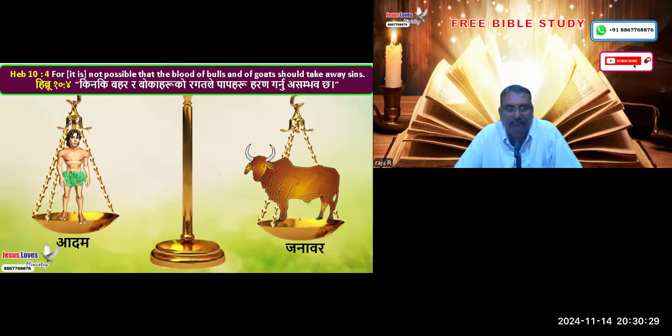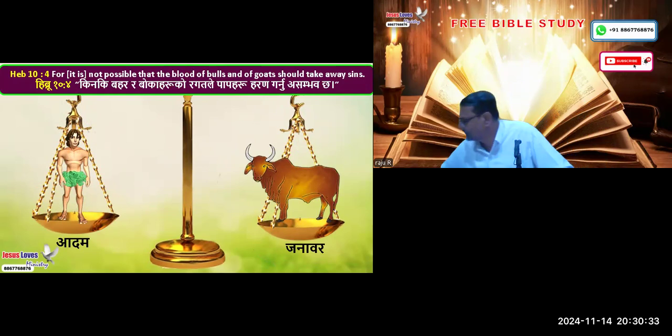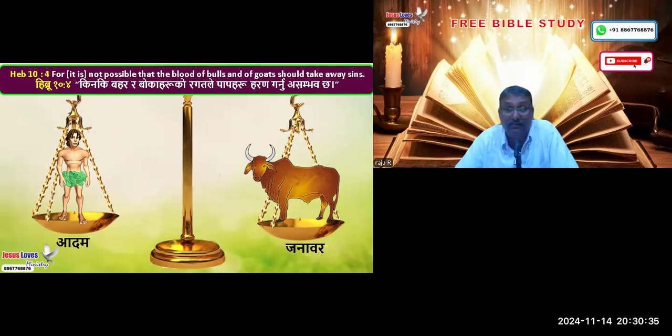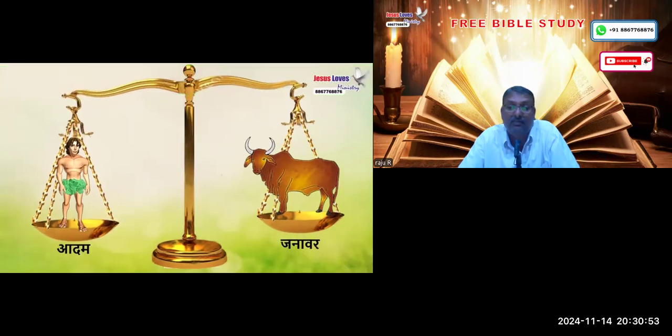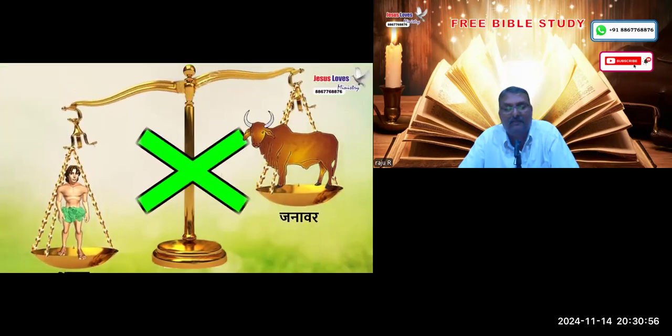For it is not possible that the blood of bulls and of goats should take away sins. It is impossible for the animals to take away the sins. Why? Because animals are a little lower than human beings. They're not equal. So animals can't give a sacrifice or ransom for Adam. That price again will be less, dear brethren.